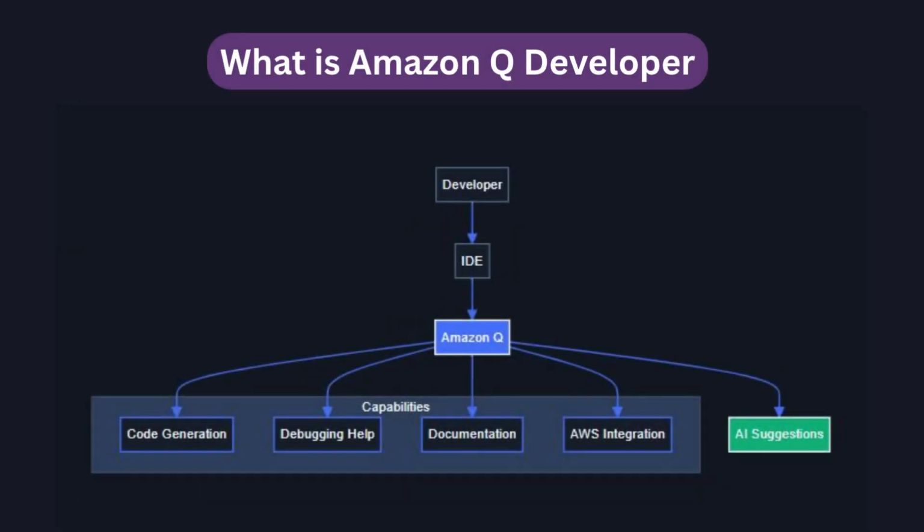Now, what is Amazon Q Developer? Amazon Q Developer is an AI assistant that provides several capabilities. It can generate code, help debug errors, provide documentation, and assist with AWS services. It works directly inside your IDE and understands your project context, which makes its suggestions more relevant.